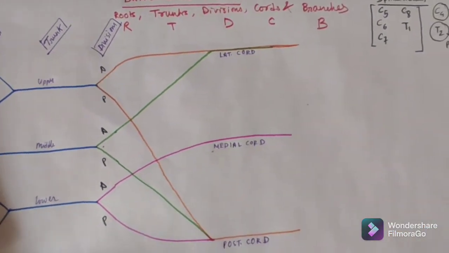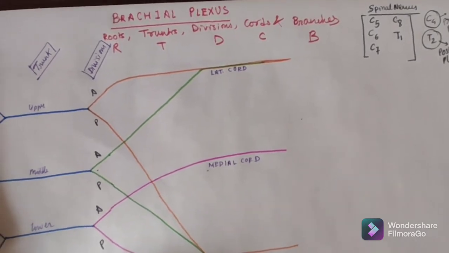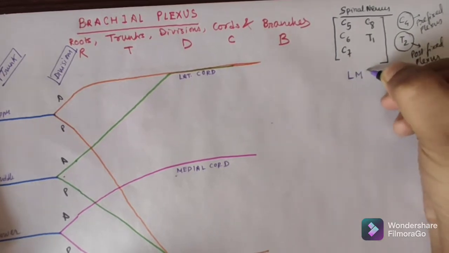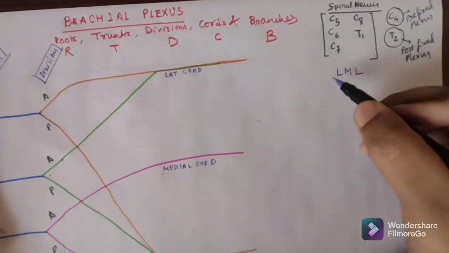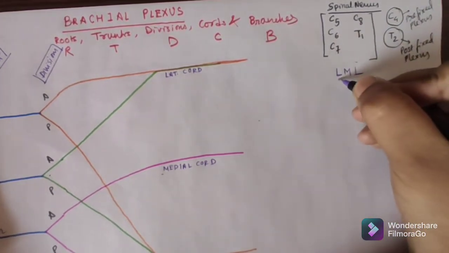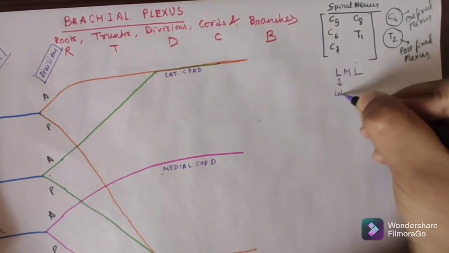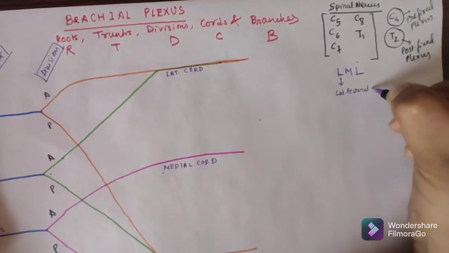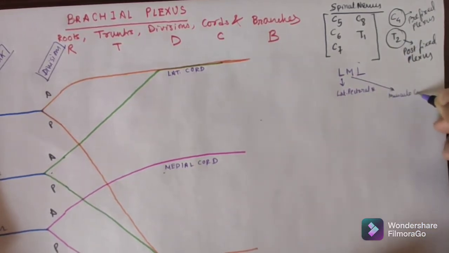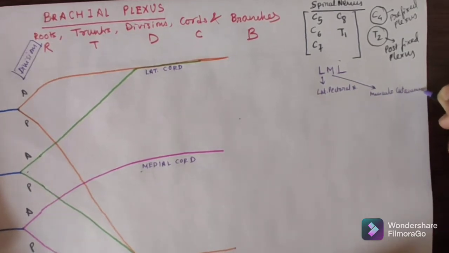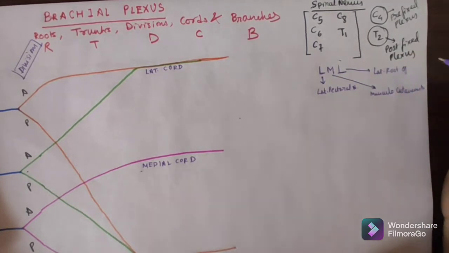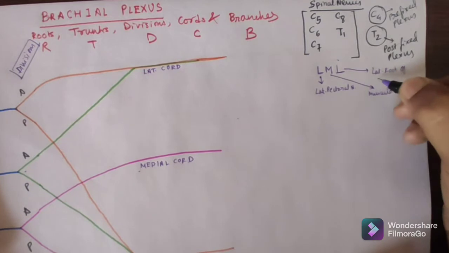Now the lateral cord, to learn about the branches of the lateral cord, you must remember this mnemonic. See, LML. Okay, LML. This is for the lateral cord. Now LML stands for the lateral pectoral nerve, the musculocutaneous nerve, and the lateral root of median nerve.